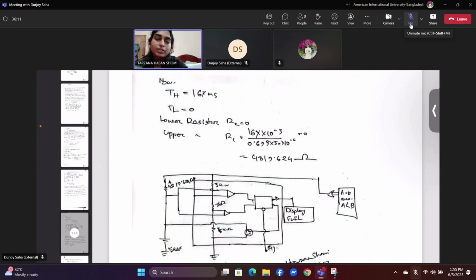In this part of the design, we are considering the high time as 167 milliseconds and the low time as 0.